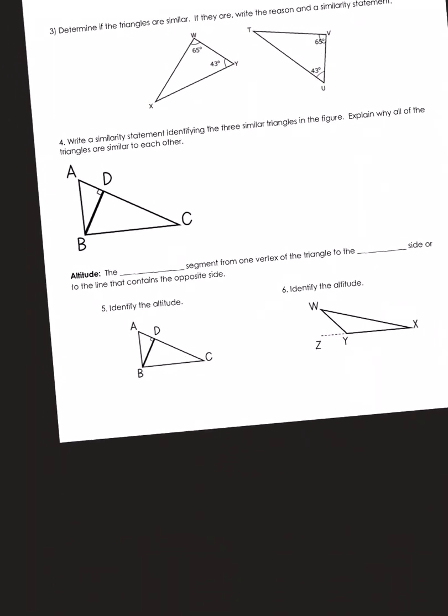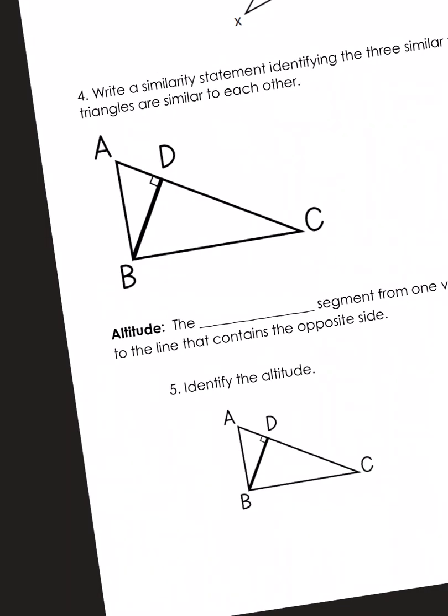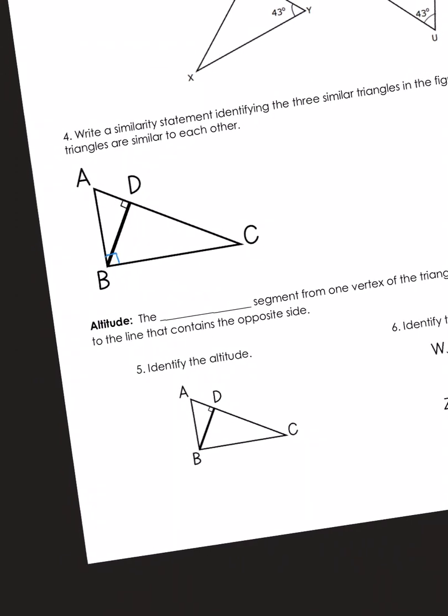So I'm going to start with number 4, and it says, write a similarity statement identifying the 3 similar triangles in the figure. Explain why all triangles are similar to each other. So if we take a look at these triangles, something that's missing and important on this is that angle B is a right angle. So that should not have been omitted. Sorry about that. But if we take a look at all 3 of these triangles, let's look at triangle ABC.